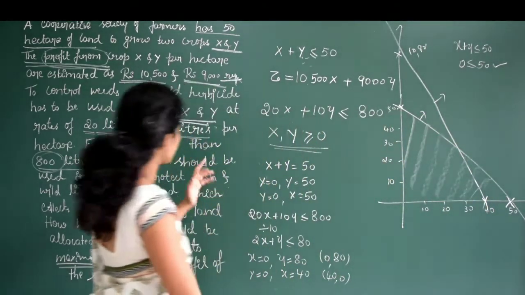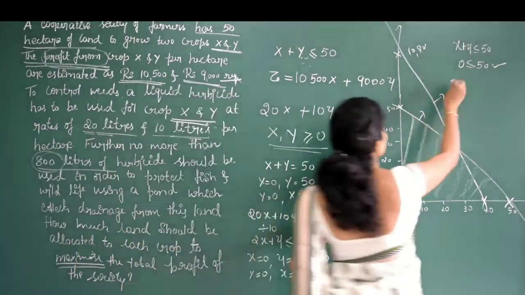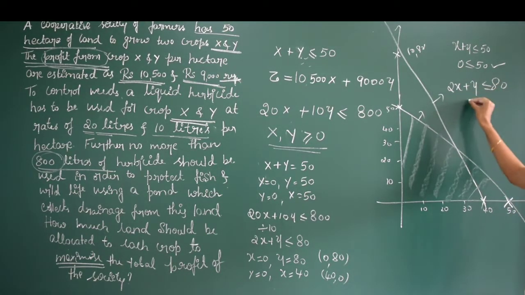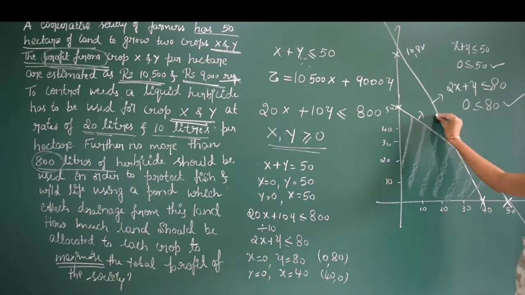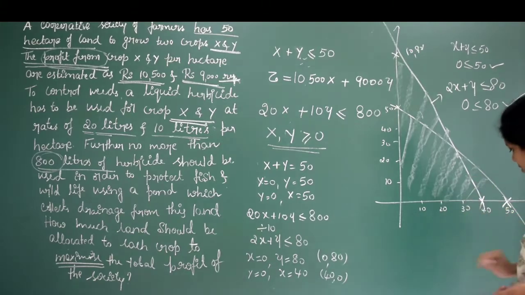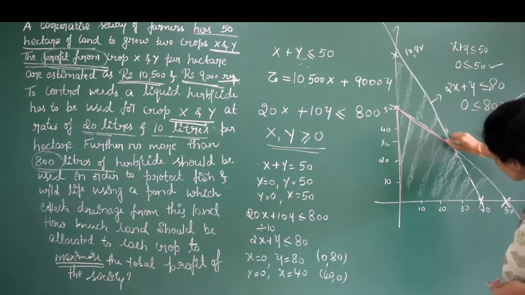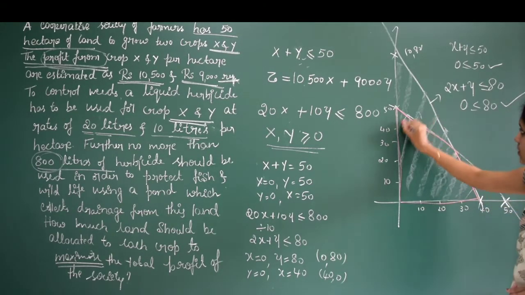Right. So the second equation is 2X plus Y less than or equal to 80. If I substitute 0, 0 less than or equal to 80. So this is also true. So solution region for this one will be downwards. Now what is the common region? Common region will be this part, right? So this is the common region for both.